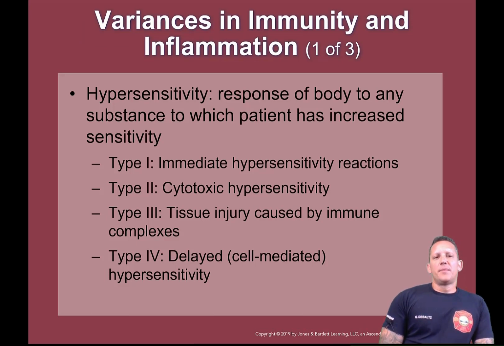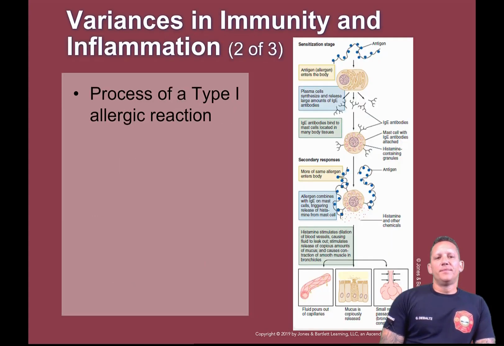Variances in immunity and inflammation. Hypersensitivity is the response of the body to any substance to which the patient has an increased sensitivity. So the type 1 is immediate hypersensitivity reaction. Type 2 is cytotoxic hypersensitivity. Type 3 is tissue injury caused by immune complexes. And type 4 is cell-mediated hypersensitivity.